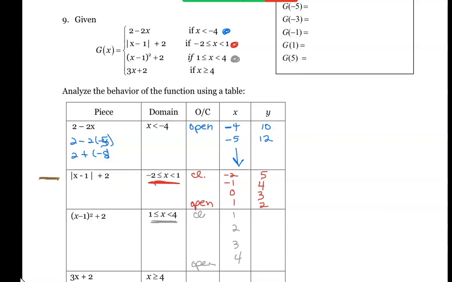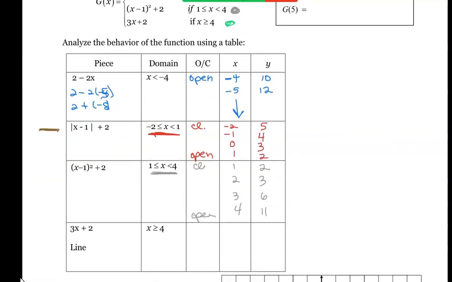Plugging in a 1. 1 minus 1 is 0. That's going to be a 2. 2 minus 1 is 1. 1 squared is 1. 1 plus 2 is 3. 3 minus 1 is 2. 2 squared is 4. 4 plus 2 is 6. 4 minus 1 is 3. 3 squared is 9. And 9 plus 2 is 11. Okay, last little piece.